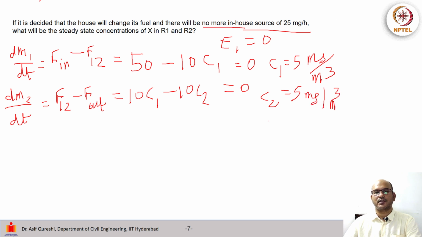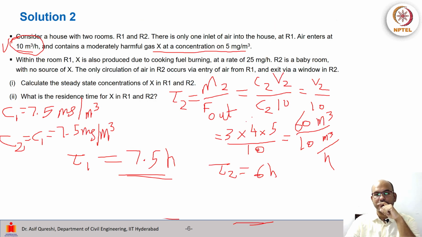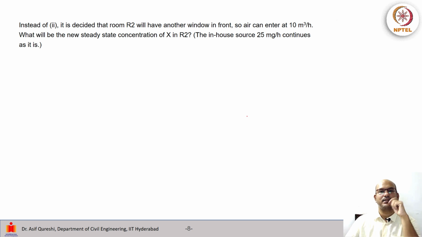So removing the in-house source has reduced the concentrations from 7.5 to 5 milligram per meter cube. Now the next scenario: instead of getting rid of the source, the room will have another window, so air can enter at 10 meter cube per hour.